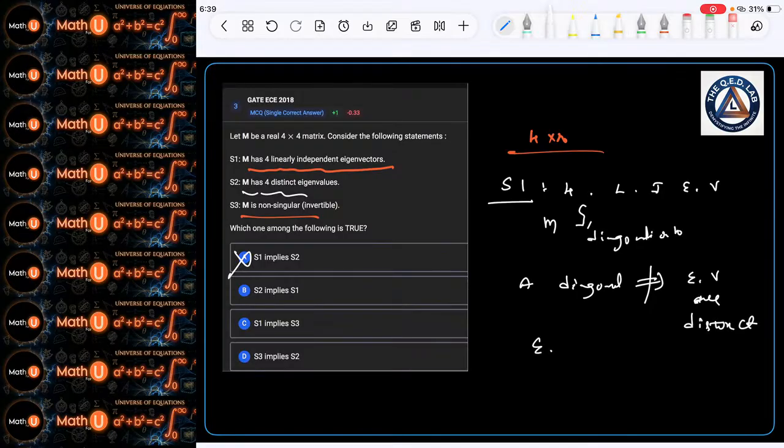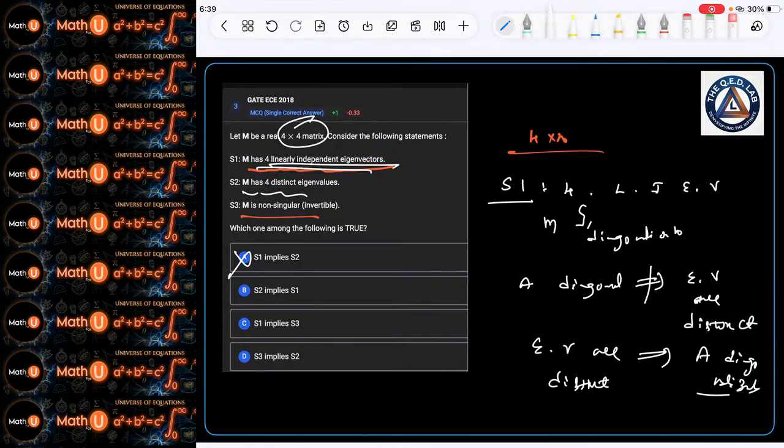But the converse is true. If the eigenvalues are distinct, then definitely matrix A is diagonalizable. Diagonalizable means linearly independent eigenvectors. For a 4 by 4 matrix, that is 4 linearly independent eigenvectors. Then S1 does not imply S2, but S2 implies S1. This is true. Then B is the correct answer. B is the correct one.